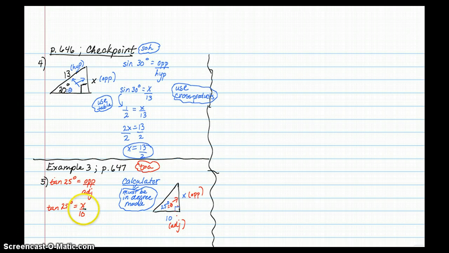In order to get x isolated, I need to multiply by 10 on both sides, because the opposite of division is multiplication. And I'm going to end up with this canceling and becoming 1. And I'm going to plug in 10 times and then hit my tangent key 25 degrees, and I will come up with my answer. So x is, I actually should have said x is approximately 4.7, so that's the length of that side.